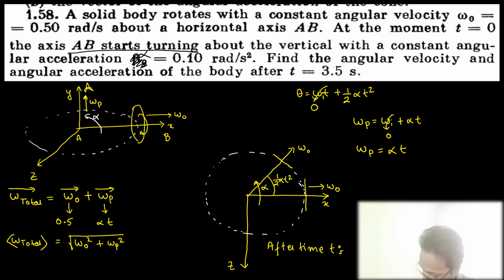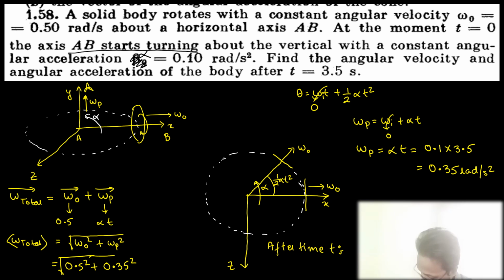Okay, I need to find out the value, which is equal to 0.5 square plus, what is alpha t? Alpha t is nothing but 0.1 into 3.5, which is equal to 0.35 radians per second square. So 0.5 square plus 0.35 whole square, under root. If I solve this one, it would be approximately equal to 0.6 radians per second.